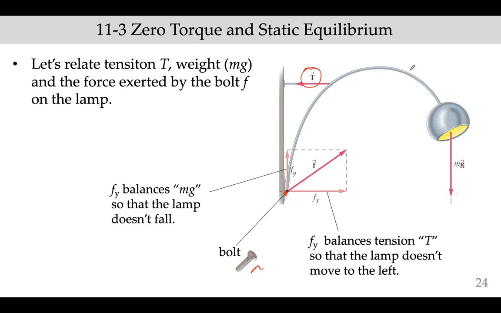We can imagine this part is weightless. So let's say all the weight is here, and we show the weight here, and the force F exerted by the bolt. So this bolt is holding this part of the lamp here, right? It applies some force in this general direction. And its components: this component balances mg, and this component balances the tension here.